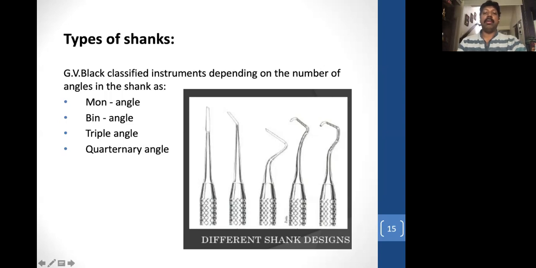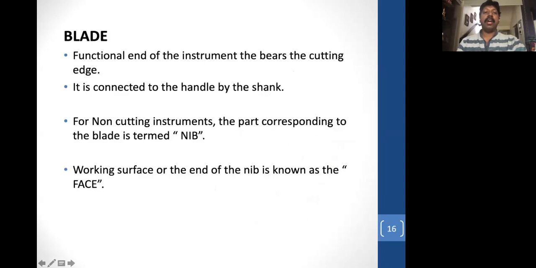Okay, blade is a functional line. It is connected to instruments by handle. So for a non-cutting instrument, the part corresponding to the blade is called as nib. Remember this, nib. Nib means the tip of the probe, the sharp tip, is called the nib. You call the nib of a pencil or a pen. So what is there in a pen? The nib. Nib is the area where you write, where your ink comes out. Same here. Nib is the area, the point where you are probing it or touching it. At one point it touches. That is called as nib.